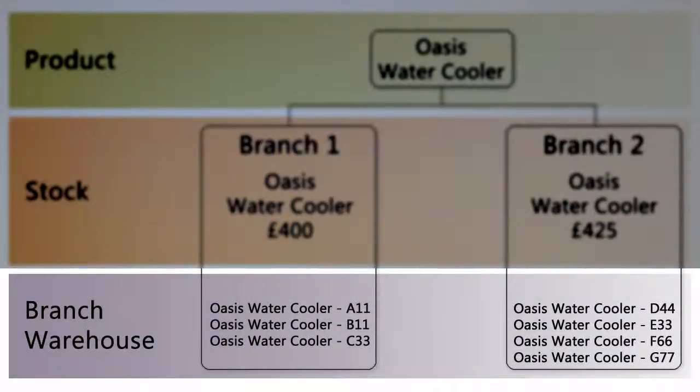Asset rental also requires that the actual managed asset for each branch are added to the appropriate branch warehouse before they can be commissioned for a customer account. In the example, our Oasis water cooler managed asset product exists as 3 different units in the warehouse for branch 1 and as 4 different units in the warehouse for branch 2, each identified by their individual serial numbers.